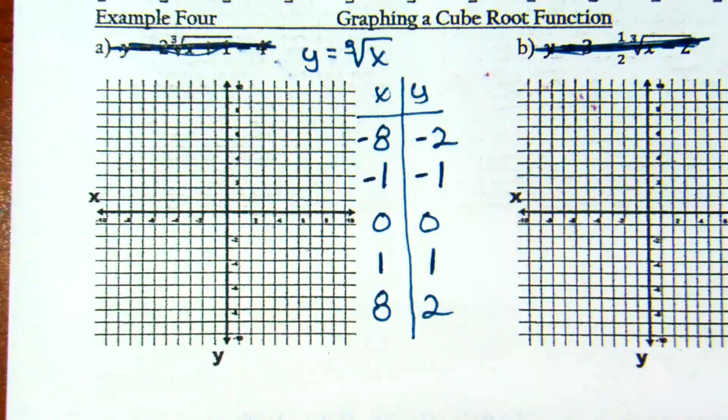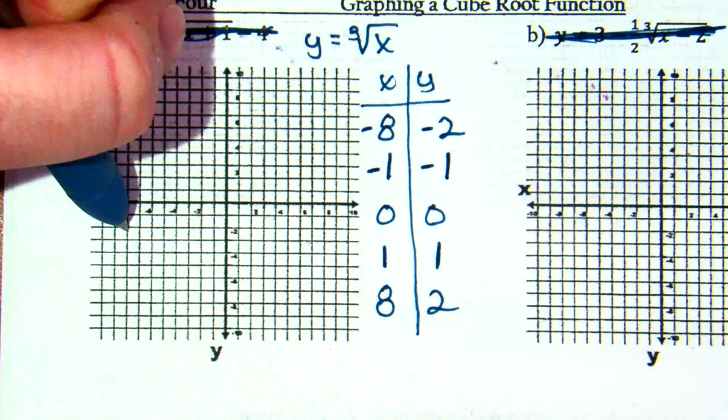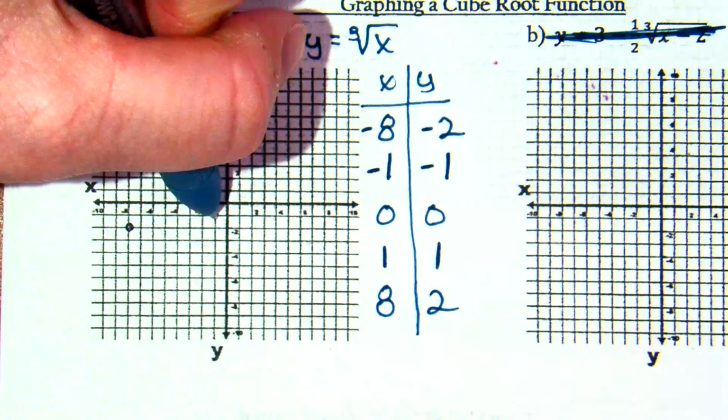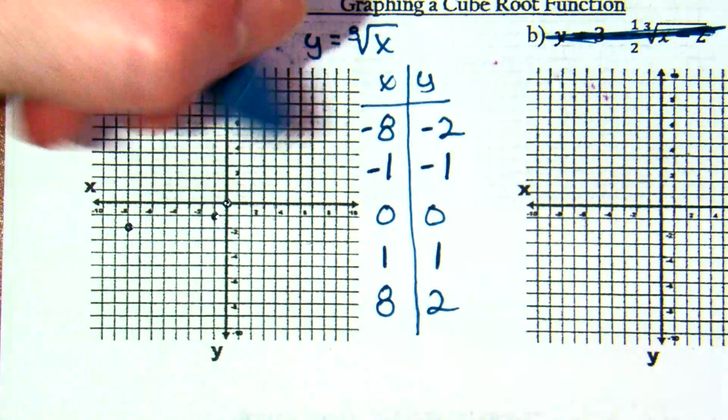So I'm going to go left 8, down 2. Negative 1, left 1, down 1. 0, 0. Right 1, up 1. Right 8, up 2.